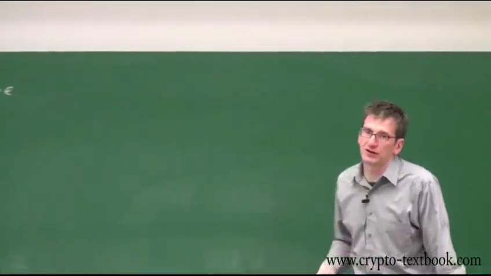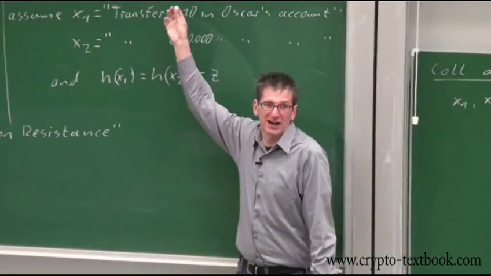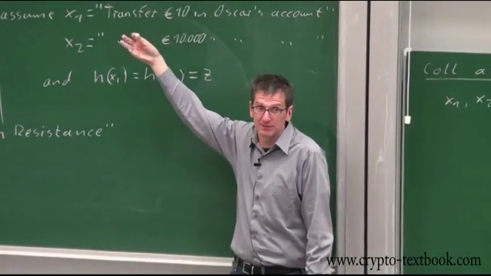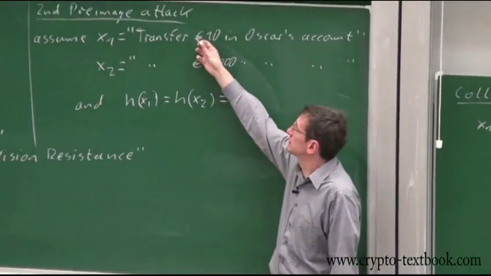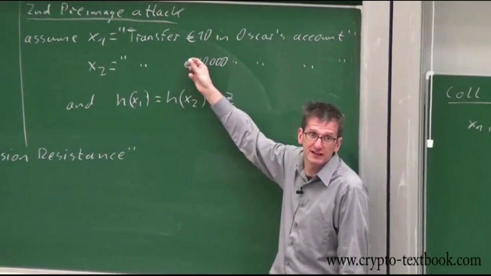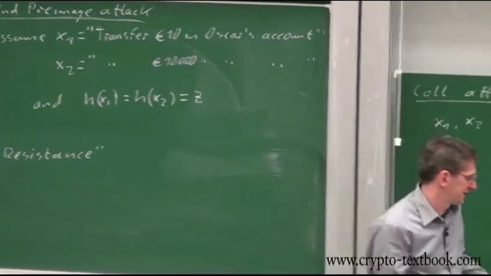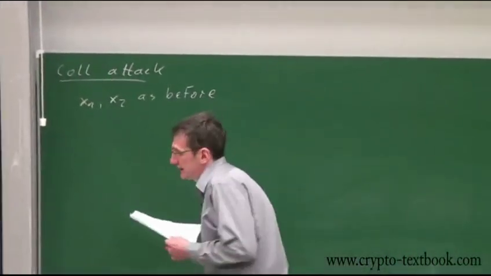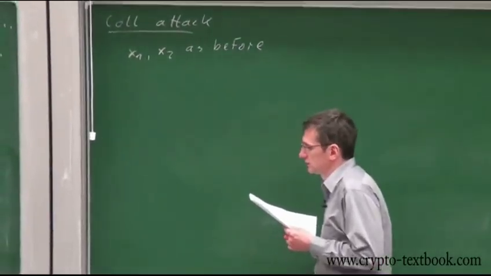Oscar is able to construct x1 and x2 as before. So there's one benign, a gutartige, x1, right, which says please transfer 10 euros into my account. And then there's the malicious one, the fake, the bösartige, which says, transfer 10,000 euros into my account. So let's look how we can map that into a protocol.